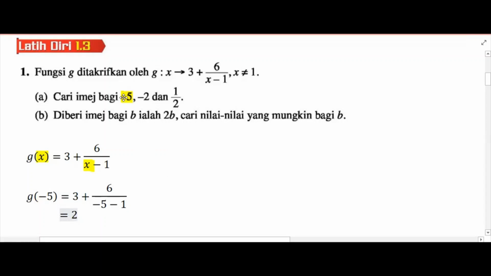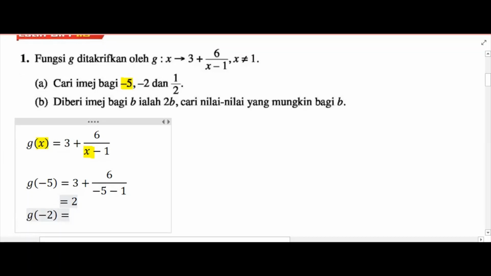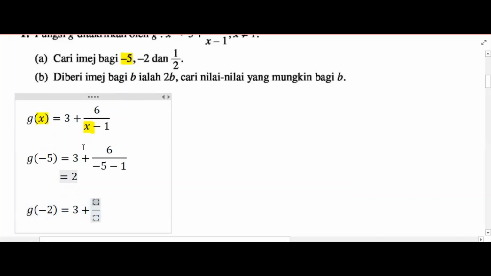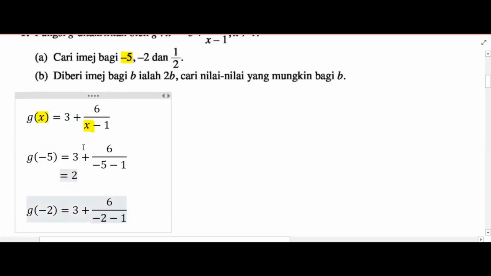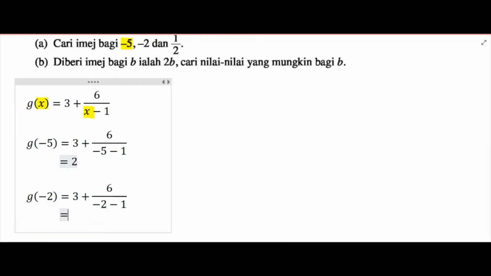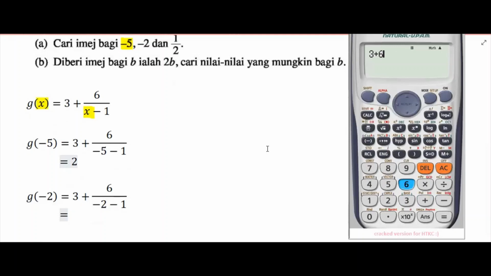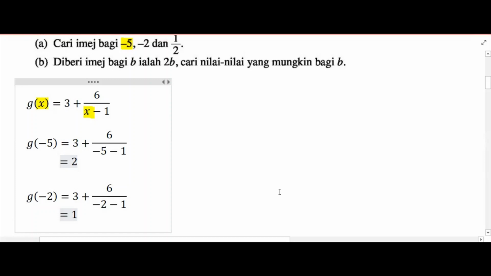Then when x is -2, what is your image? Sama juga, ganti dalam x ini. 3 plus 6 over -2 minus 1. Kita cuba tekan lagi. You may try also use your own calculator. Kita tekan sama-sama. -2 minus 1. Can you tell me your answer in the chat? Tulis kamu punya jawapan dekat chat sana. You will get 1. I hope you get the answer. Kalau dapat answer, boleh bagi tahu cikgu.